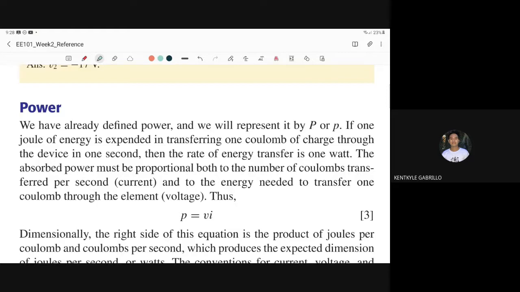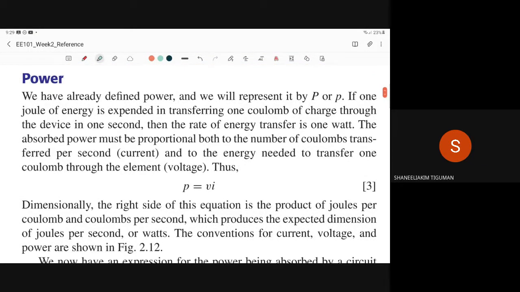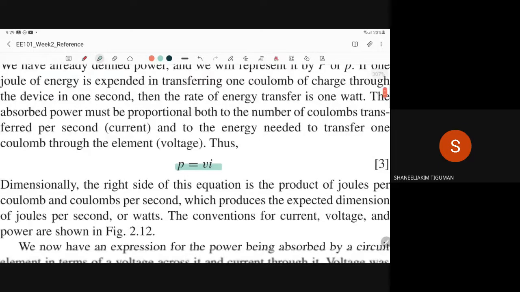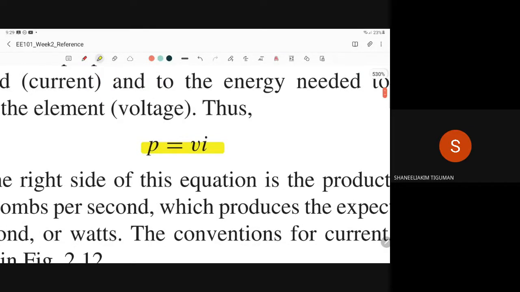Okay? So let's go to the concept of power, which is also a very important concept in electrical engineering. Let's recall from your basic electrical engineering: P is equal to voltage times current, where P is your power, V is your voltage, and I is your current. So that's how you calculate your power.